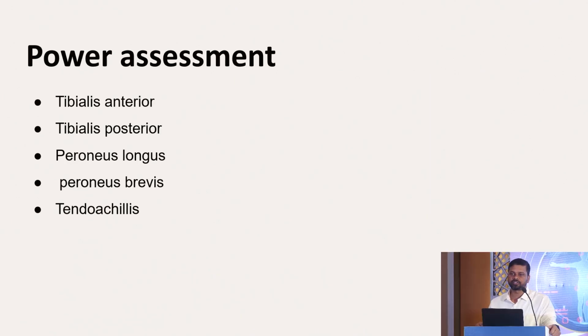By doing the dorsiflexion, we can block the true movement at the ankle joint, and we can measure the exact location, basically the range of motion, inversion and eversion at the subtalar joint. Again, the power assessment: tibialis anterior, tibialis posterior, peroneus longus, peroneus brevis and tendo Achillis.